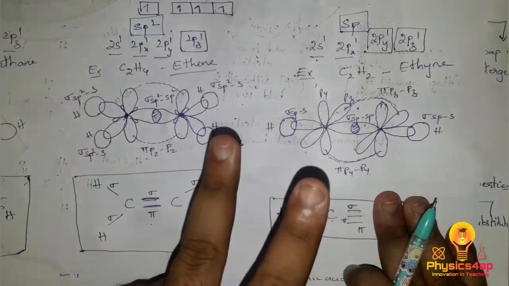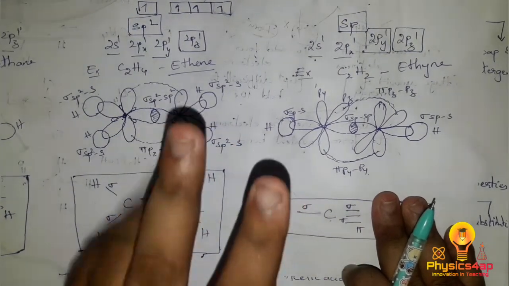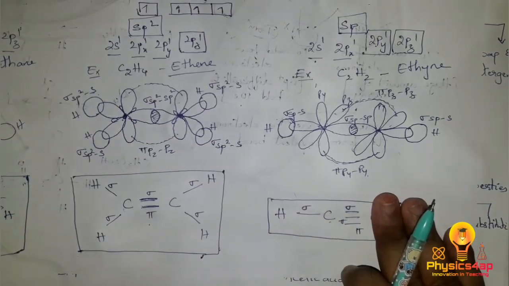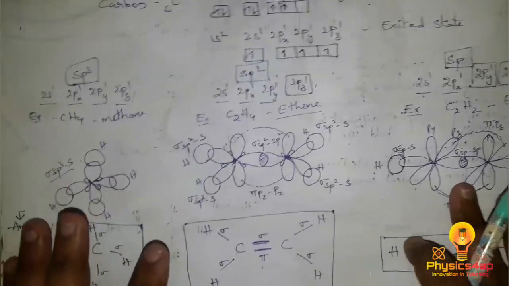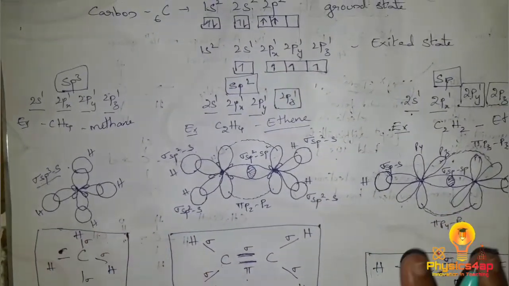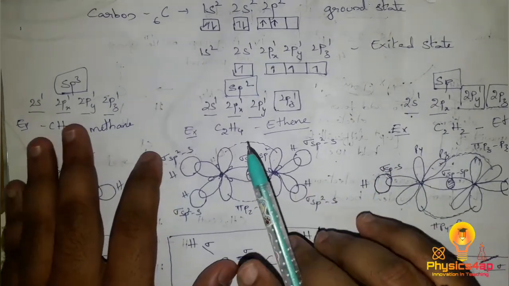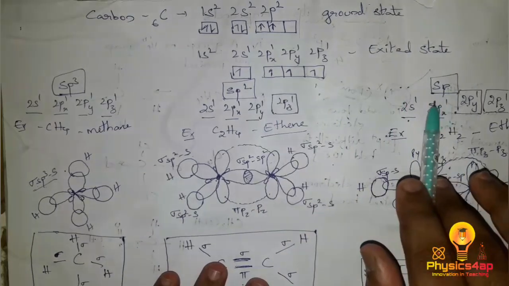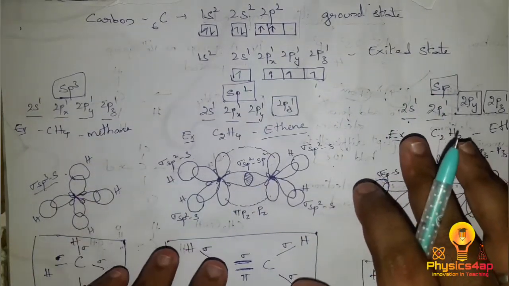Among the 4, 2 are sigma bonds, which are the strong bonds, and the remaining 2 are pi bonds, which are the weak bonds over here. So this is about carbon hybridization. It can go through different types of hybridization. A few examples we have discussed: it can perform sp3, sp2 and sp hybridization. These are the main hybridizations that can form.